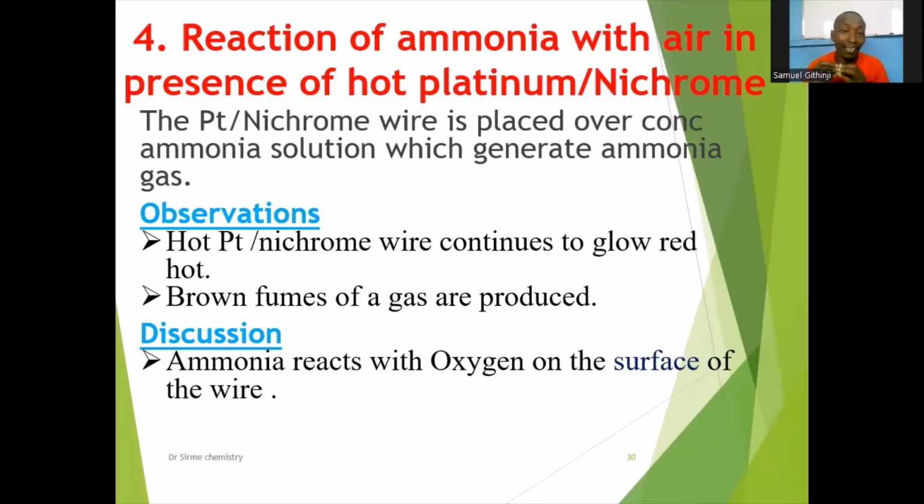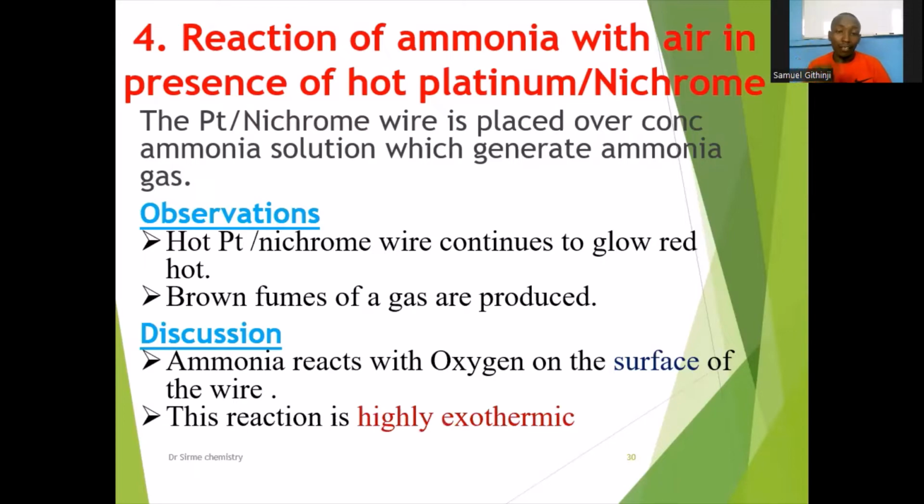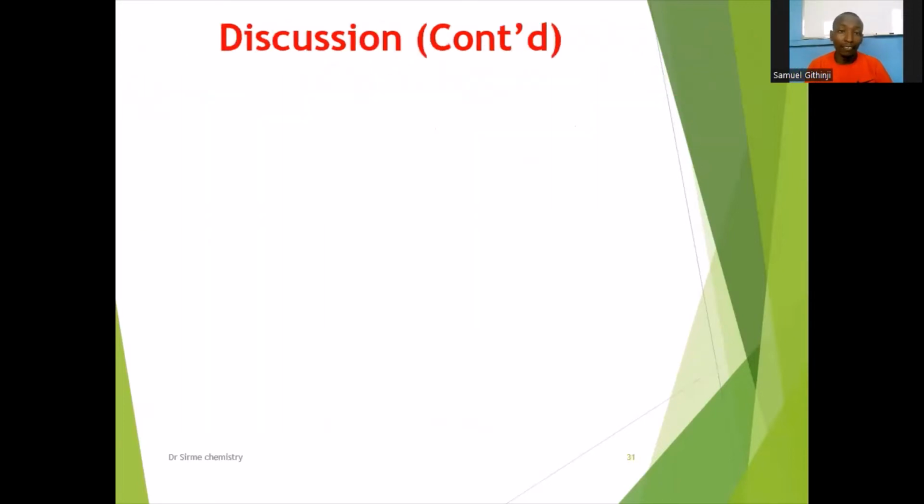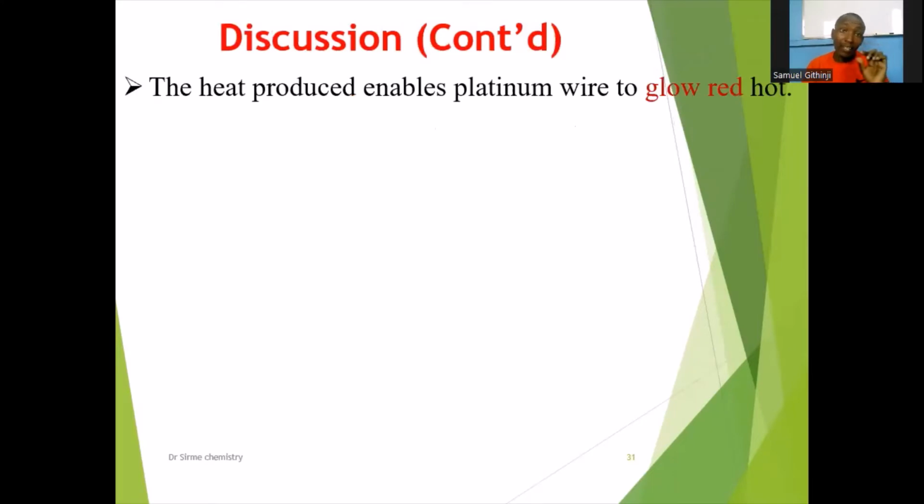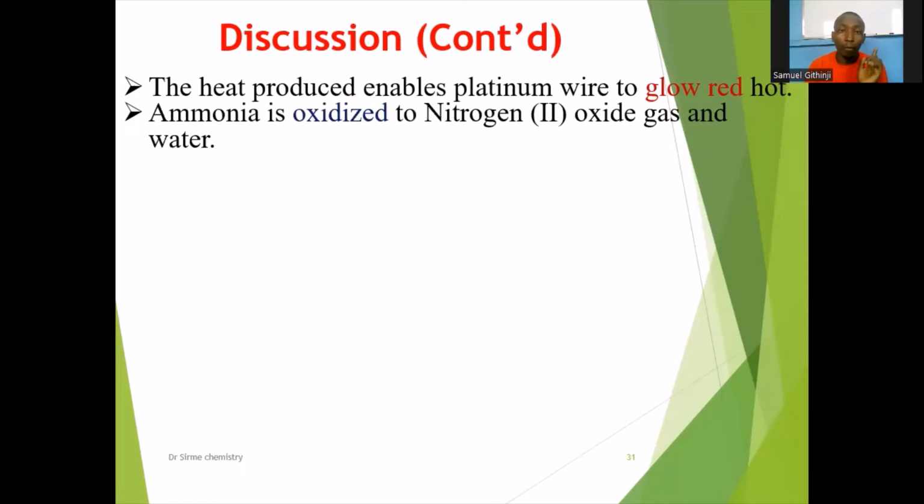The platinum or nichrome wire will be acting as a catalyst, and of course the reaction will be highly exothermic. If we can discuss further for this one, the heat produced enables the wire to continue to glow. Ammonia is oxidized to nitrogen 2 oxide and water.